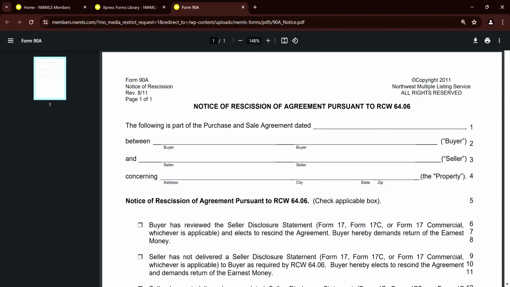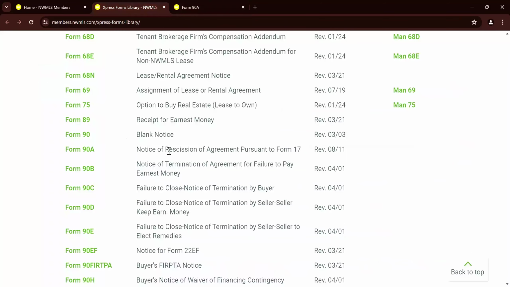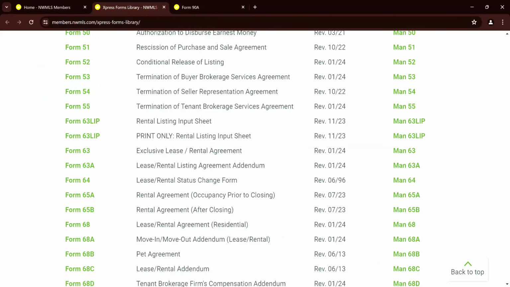So if your buyer was going to terminate the agreement based on the Form 17, there's a couple of things that have to still be in play.